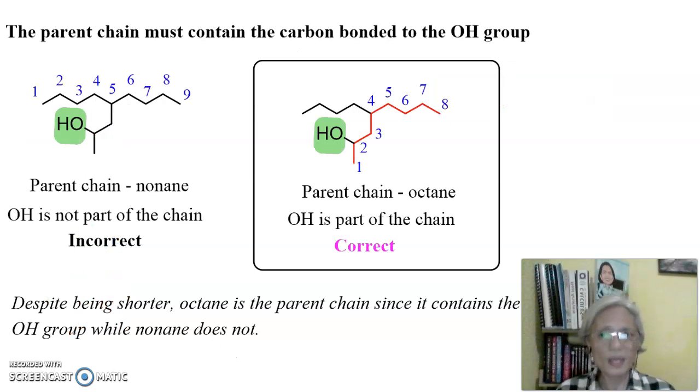Now, to emphasize, the parent chain must contain the carbon bonded to the OH group. So we have here a comparison. Though this one contains more carbon, so it has 9 carbons, we cannot use this as the parent chain because it does not include the OH group. So the correct parent chain is this, okay? Even if it is shorter. So 8 lang yung carbon sa kanya. So 1, 2, 3, 4, 5, 6, 7, 8. Doon 9. Pero ito yung correct na parent chain.